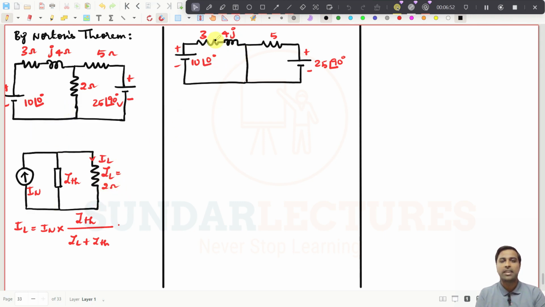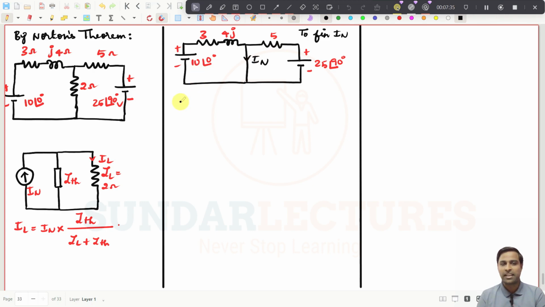To find IN, this is the circuit. You need to find the current through the short circuit branch. This 2 ohms resistor has to be short circuited, and you get a diagram like this, and we need to find the current here. This is very simple, you don't need to panic. If this is short circuited, then the current should flow here, not in this direction. The current from this 10 volt source should flow here, and from this 25 volt source should flow here. Why? Because this is the short circuited, low resistance path.